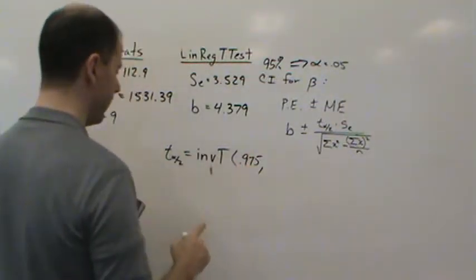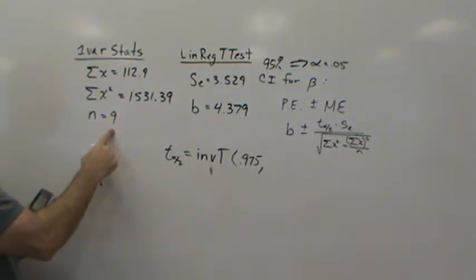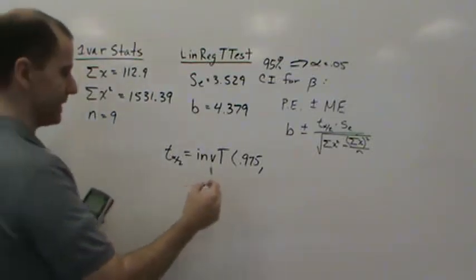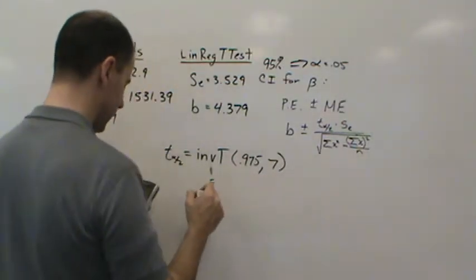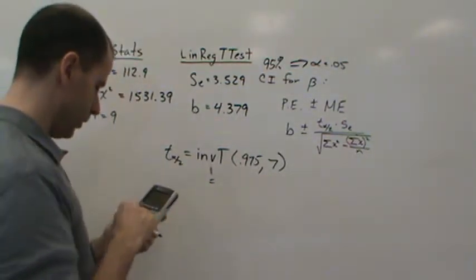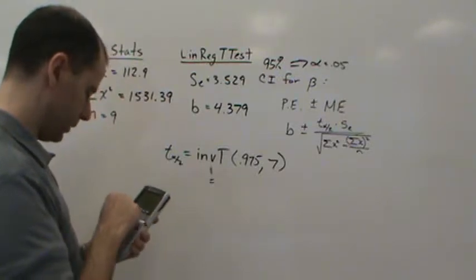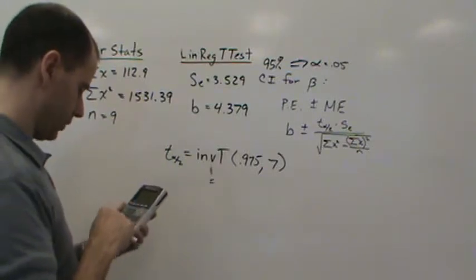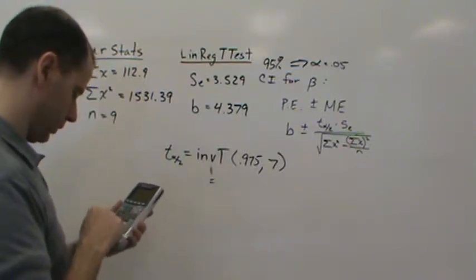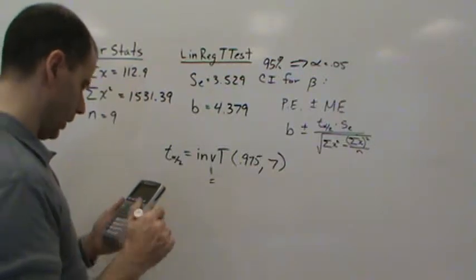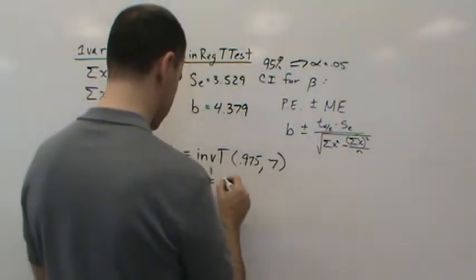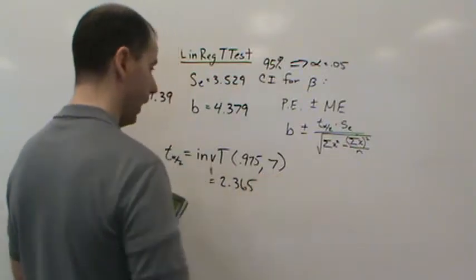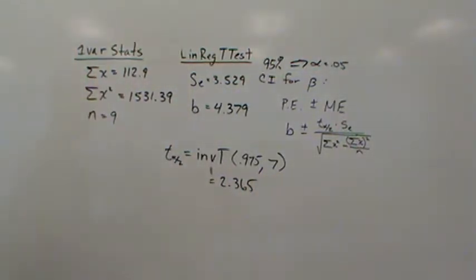My degrees of freedom. Here's where you have to use degrees of freedom n minus 2, because we're dealing with regression analysis with two variables, so two data sets. So it's going to be 7. And in this case, our t critical value is going to be what? Well, let's go to second distribution, inverse T, and we get 2.365. And now we've got all the pieces we need to calculate our confidence interval.